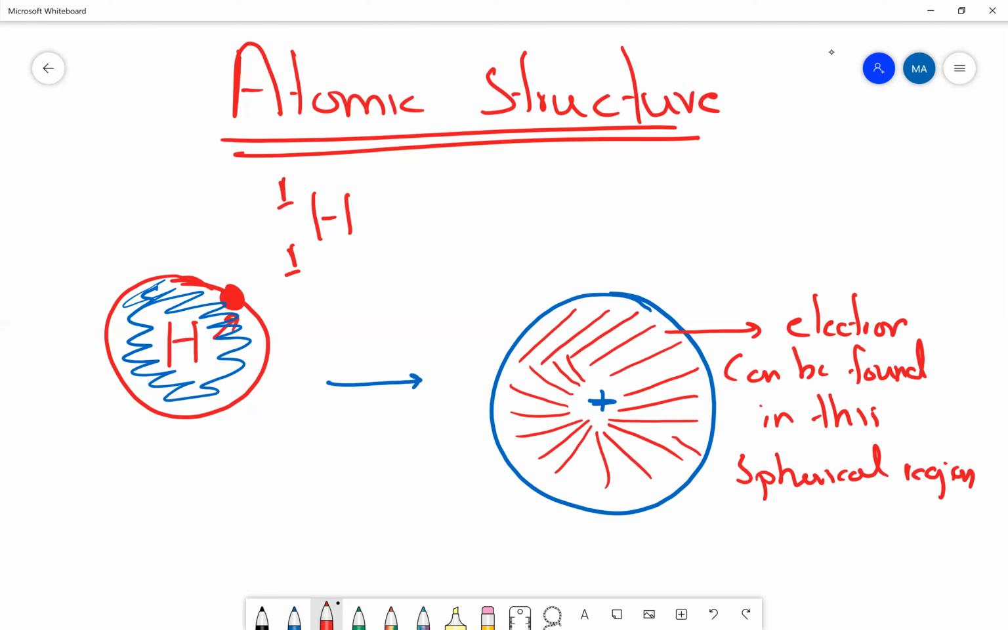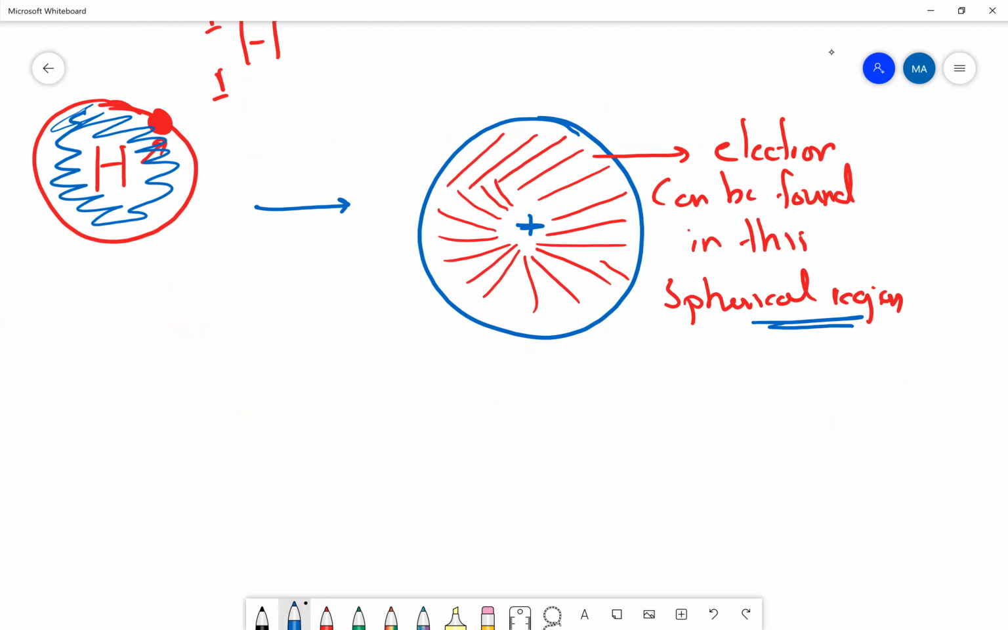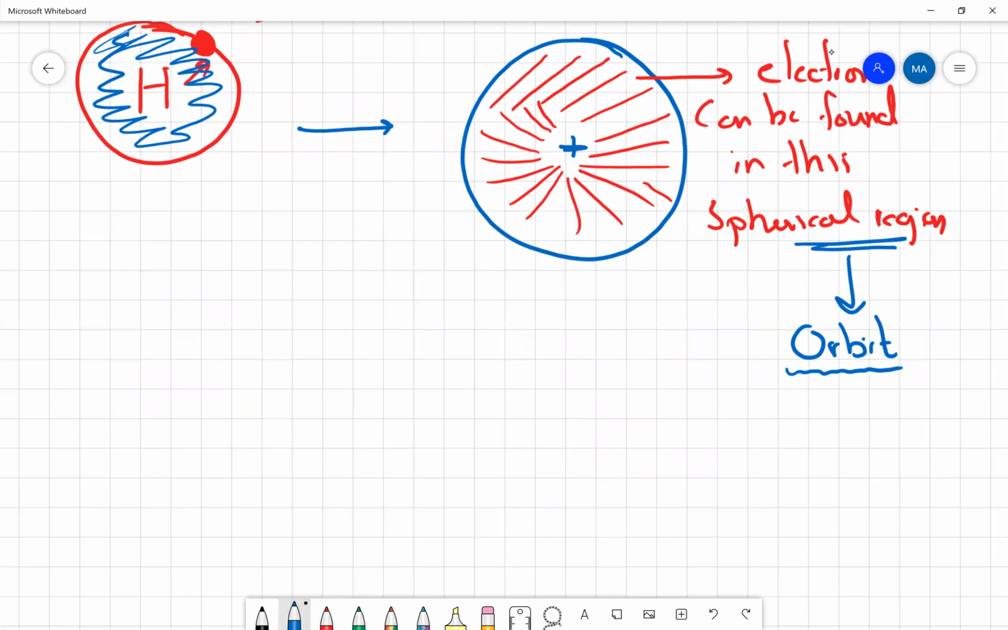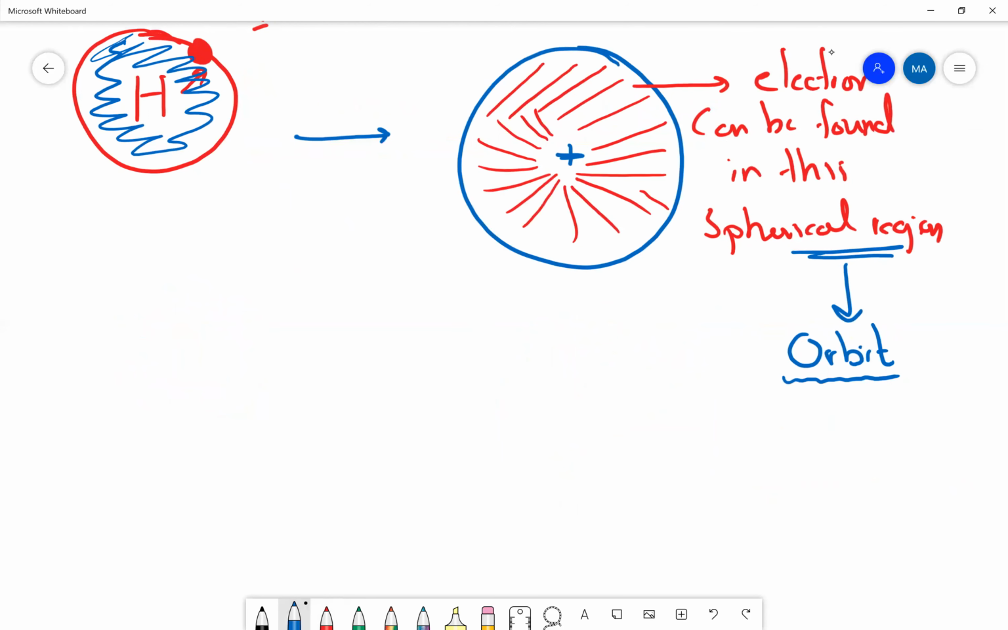And this spherical region is also known as the orbit. We call it the orbit of an electron. Okay, so what is an orbit, or what are atomic orbitals? An atom can have more than one orbital. This is just one example here. So atomic orbitals, you should know about these orbitals.